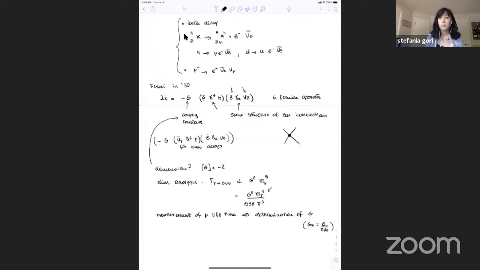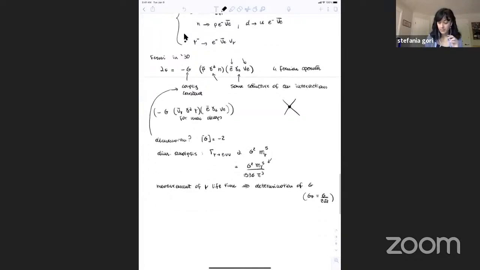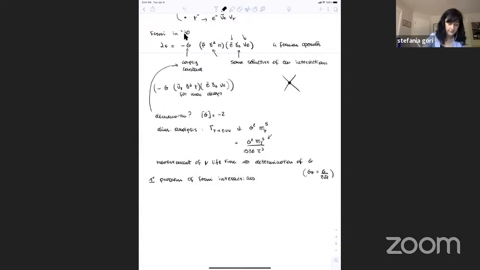But then there were two problems with this. So the first problem of Fermi interactions is that, take the Lagrangian for the muon decay as an example. We wrote it down again this way.